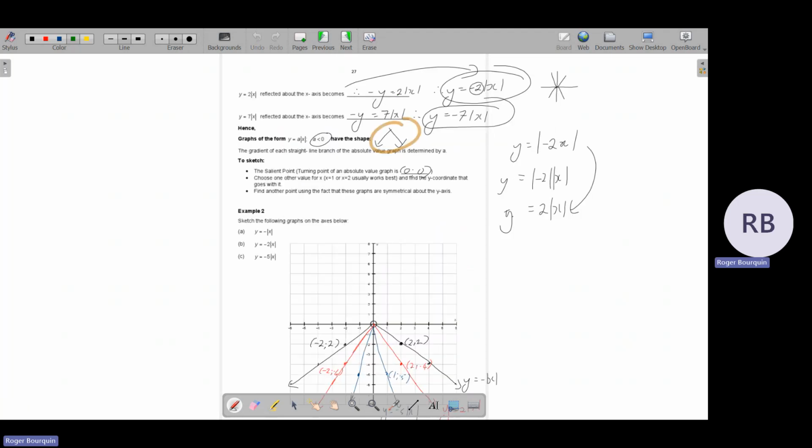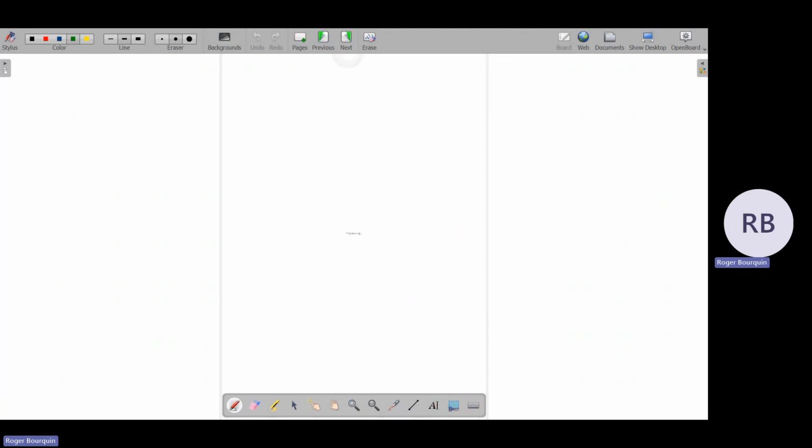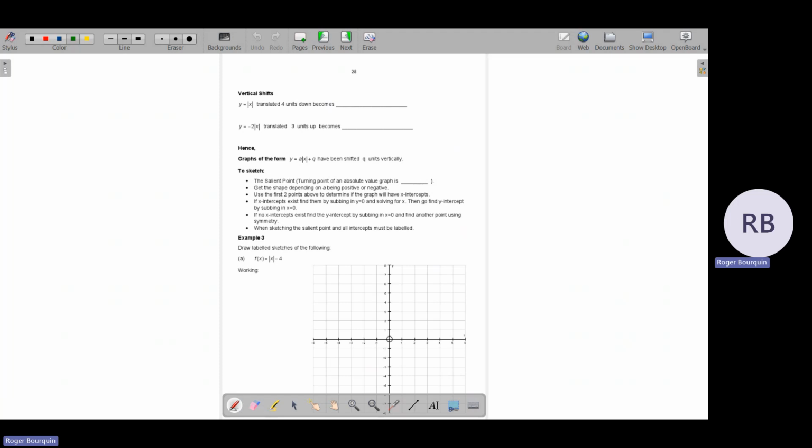If you have a negative coefficient, like parabolas like negative x squared, all your y coordinates will end up negative. It will be below. It also goes through the origin, pick one other point, label it, use symmetry. Again, the more negative the number, the steeper it is. Vertical shifts, page 28.